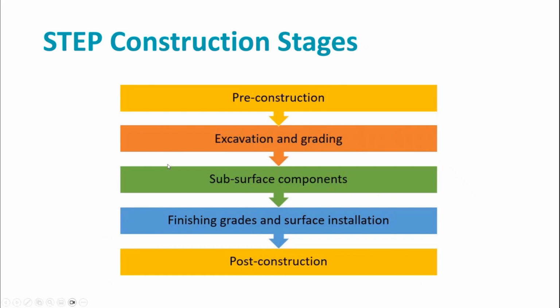stage 4 subtasks, which see finishing grades and surface installations, will vary depending on whether the LID practice surface is vegetated or is something like a permeable pavement. Some subtasks in stage 3, subsurface components, will also vary depending on the LID type. For example, permeable pavements often require compaction of subsurface storage layers because you're going to have driving, and it needs to be able to hold levels of car and pedestrian foot traffic.